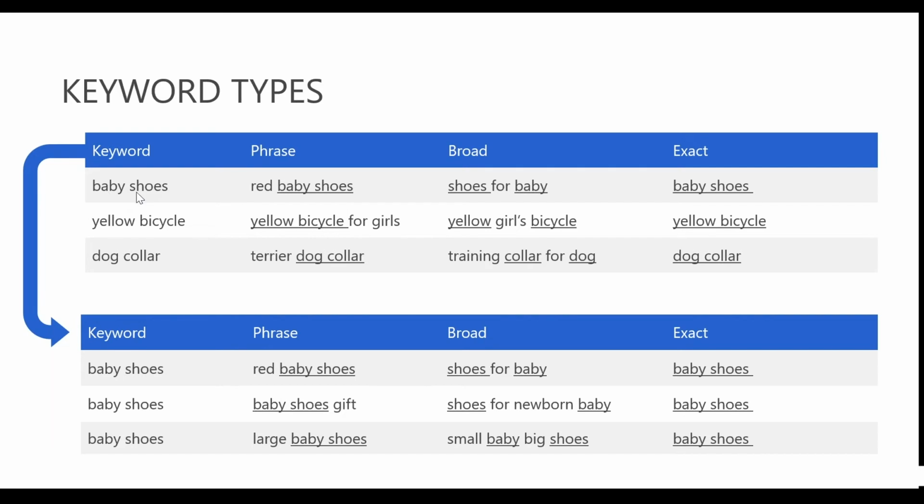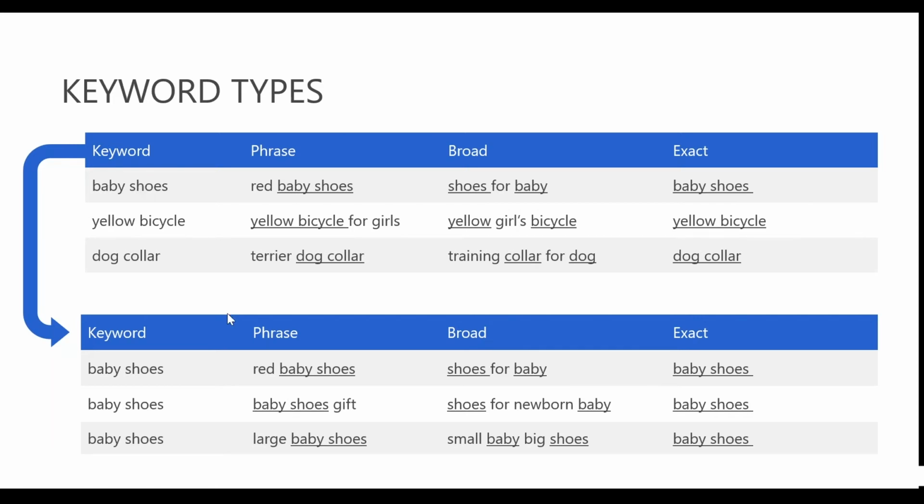For broad, it's a little looser connection. As long as the terms are included in the customer search term, your ad will serve. Doesn't matter the order. So in this example, for the broad match type of baby shoes, your ad will serve as somebody searches shoes for baby. And then finally, exact, self-explanatory. If your keyword's baby shoes, the customer has to search exactly baby shoes for your ad to serve.